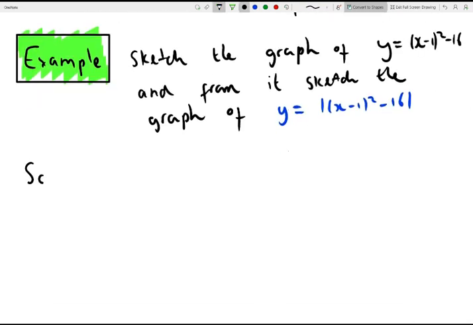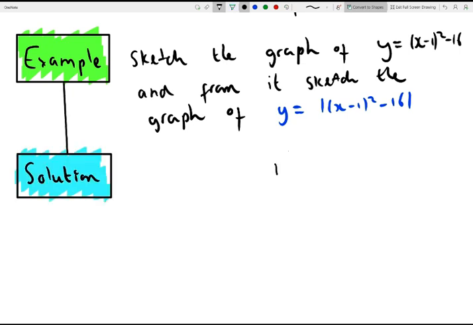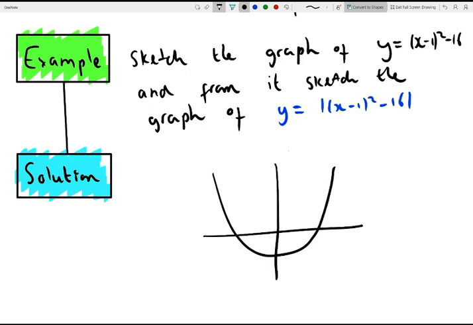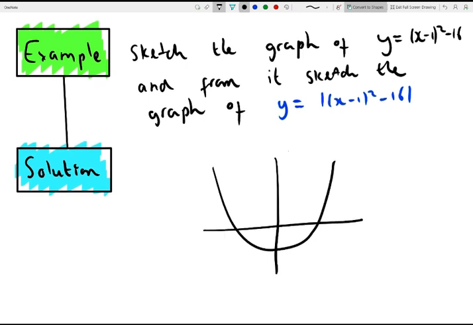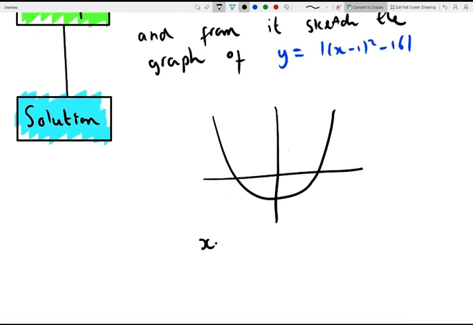Okay, so our solution, if we draw our axes, we know that this is going to be a parabola. Okay, and what exactly are our roots here? We would need to solve x minus 1 squared minus 16 equals 0. And when we do solve this, we get that x is minus 3 and 5. So we know this point is minus 3 and this point is 5.